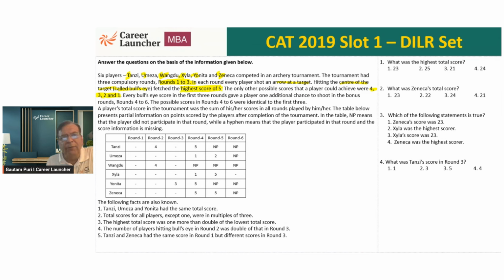5 being the highest, and you get 5 if you hit the bullseye. Okay, center of the target. Every bullseye score in the first 3 rounds gave a player 1 additional chance to shoot in the bonus. Okay? 1 additional chance to shoot in the bonus.